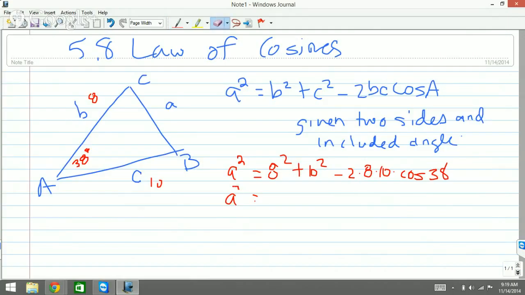Is that a 10 or a B? 10 is C. C is 10. Okay, so I have how many different answers? Now, square root that. 37 point 9183. Then 6.1578. 6.157.